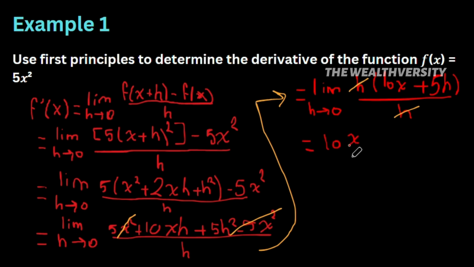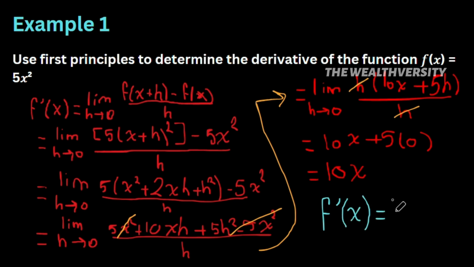Now that it is simplified, we can sub in 0 for h and get rid of the limit notation. 5 times 0 is 0, so all we are left with in our final answer is 10x. So f prime of x is equal to 10x. This means that 10x is the derivative of 5x squared.